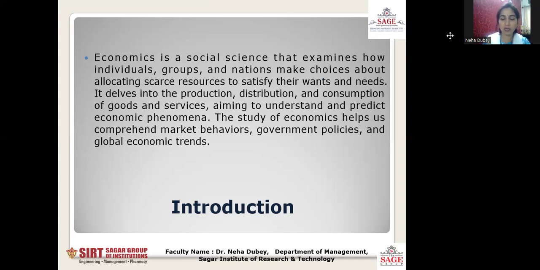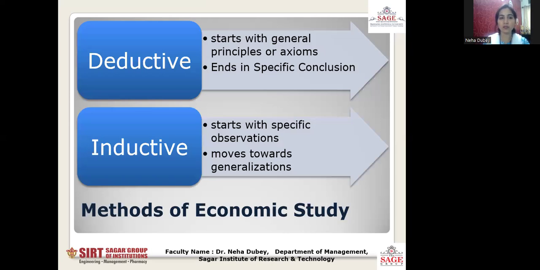In very simple language, we can just say that economics is all about the optimum utilization of the scarce resources to maximize the profit of the firms. Right? Now, next, two types of methods we are studying in this. First one is the deductive and inductive methods.